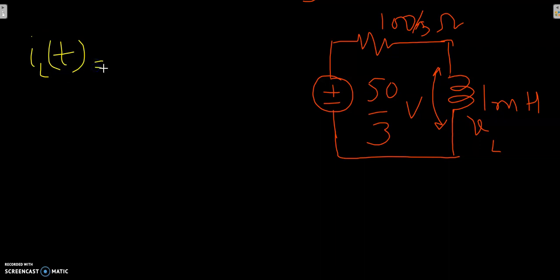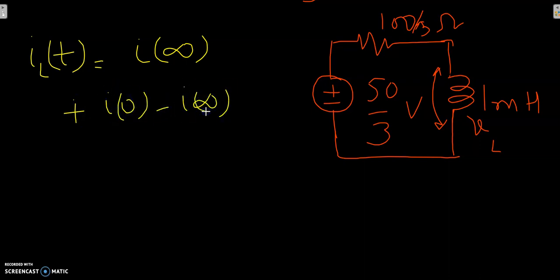So the current that would be flowing, iL(t), would be given by I infinity plus I0 minus I infinity, this much times e to the power minus t by tau. The tau is L by R.